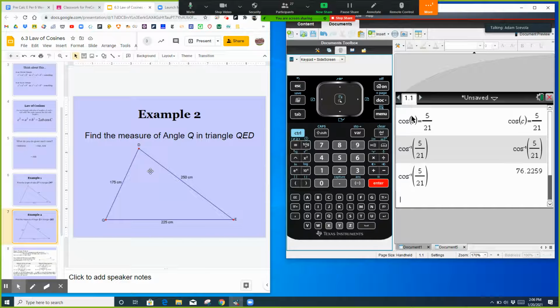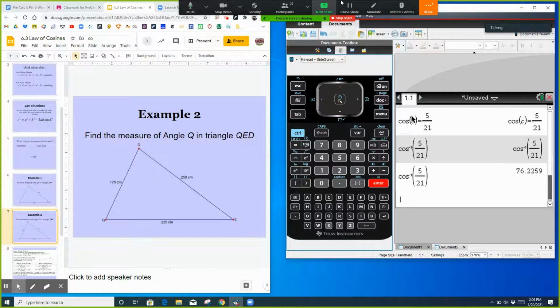If you wanted to find the rest of the angles, you would just have to do the law of cosines one more time to either angle D or angle E. And then you only ever have to do it twice, because the third time you could just subtract the other two angles from 180 to find it. So whenever you use the law of cosines, you're going to want to use it twice if you're solving for the whole triangle.